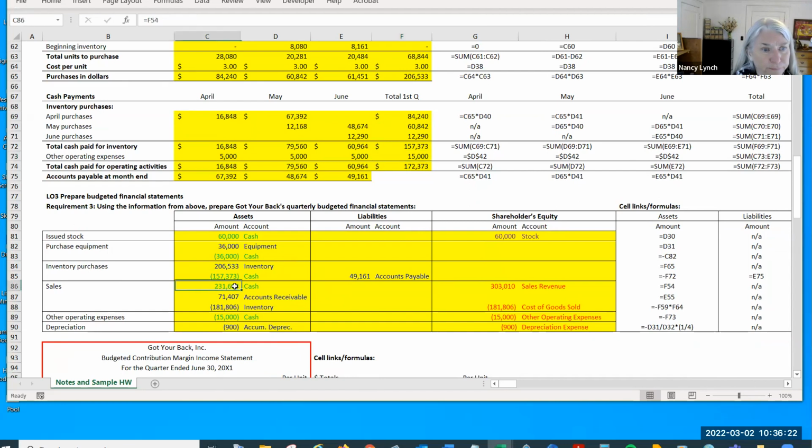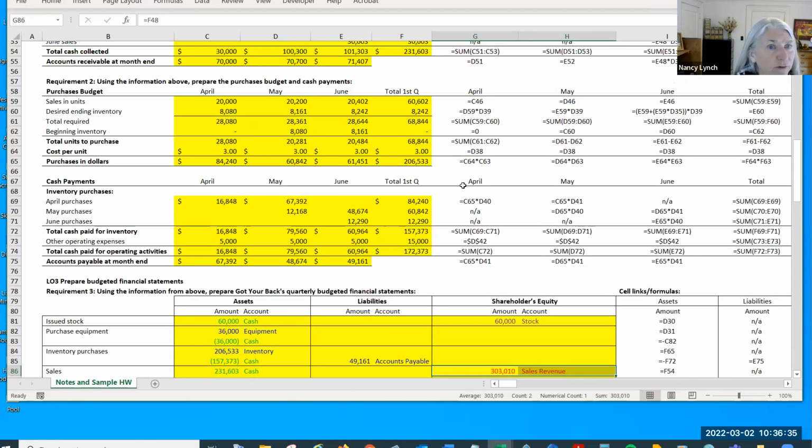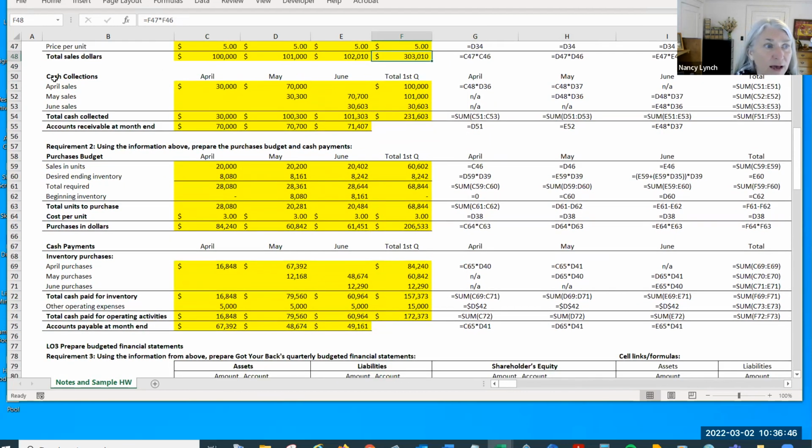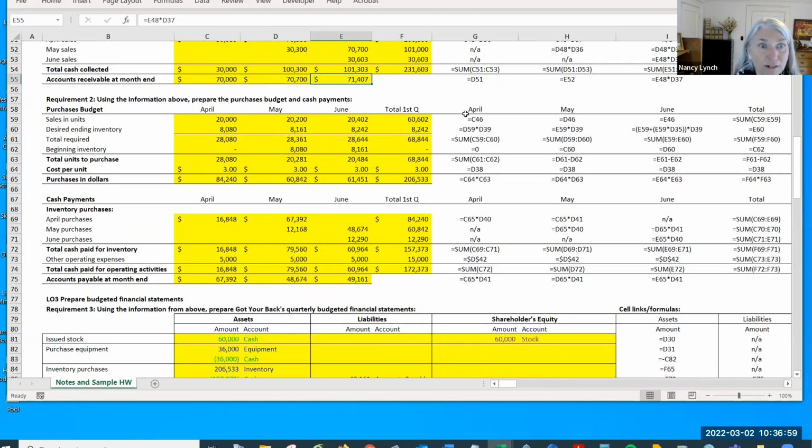Likewise with our sales. Here's what we collected. Here's what we haven't collected of our total sales. Where am I getting my total sales? Well, from our sales budget that we did earlier in a previous module. In this particular example, my total sales for the quarter is price times the quantity. How much of those sales did we actually collect? 231,603. How much have we not yet collected? 71,407. These two together equal this.